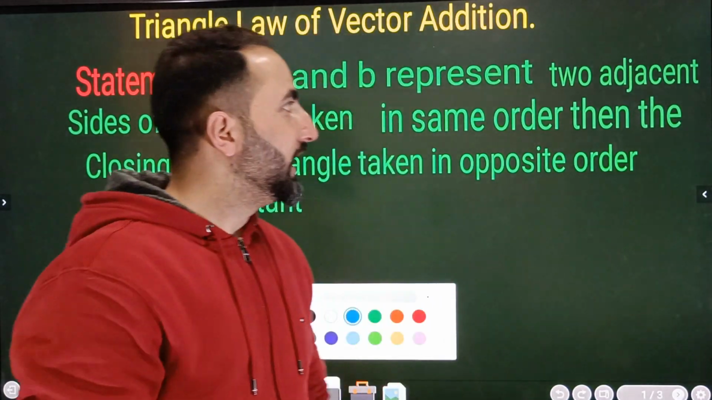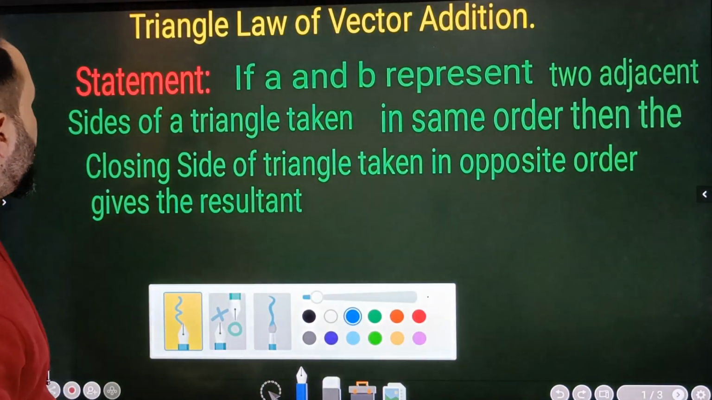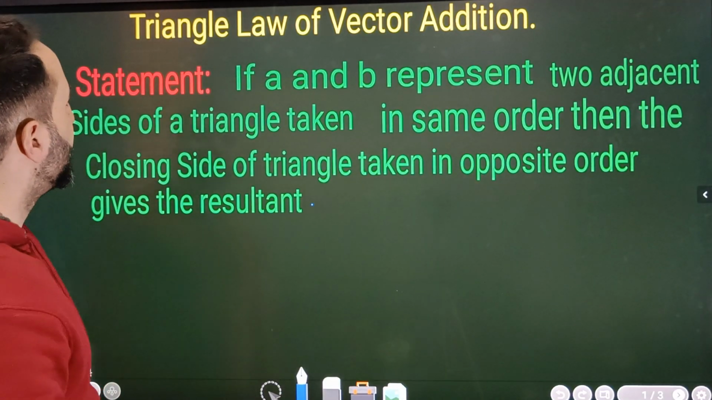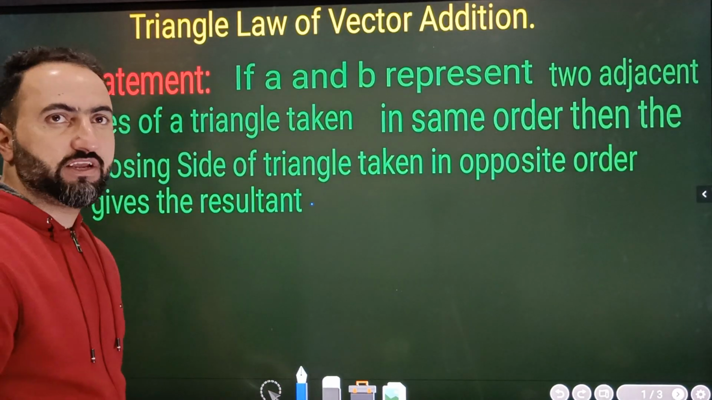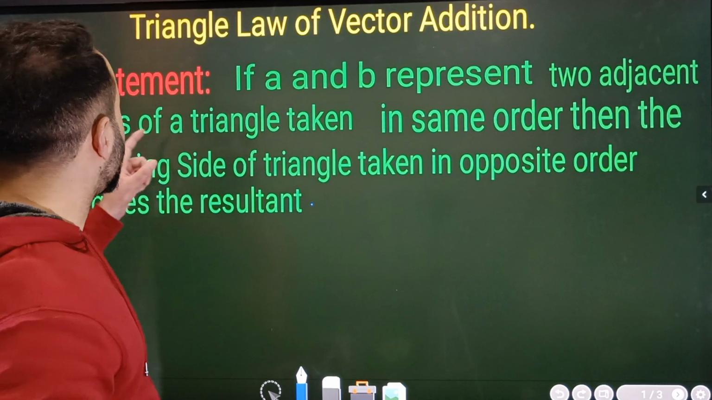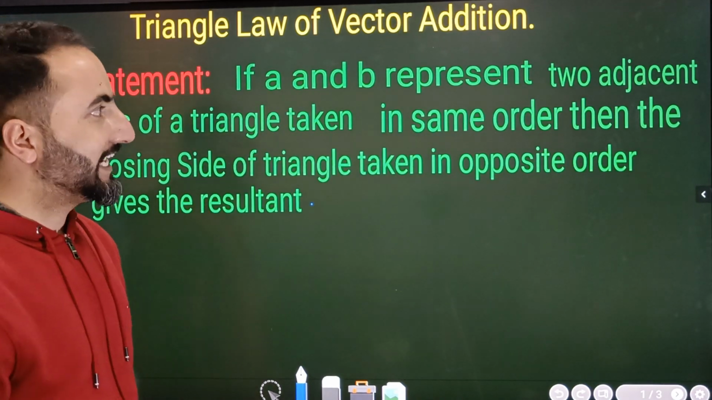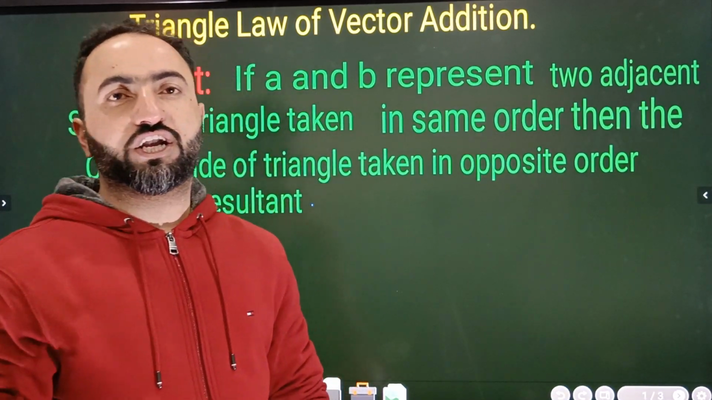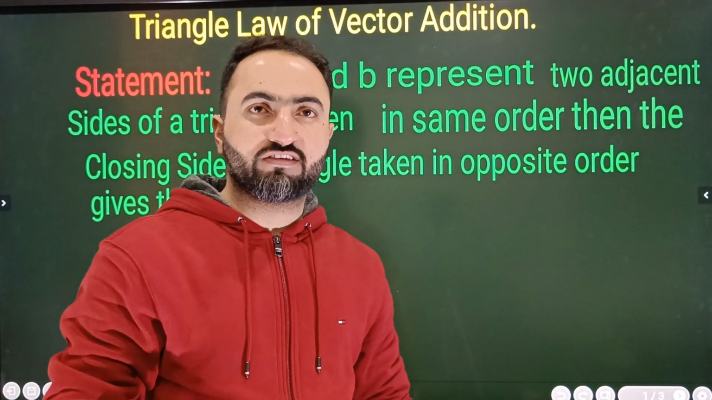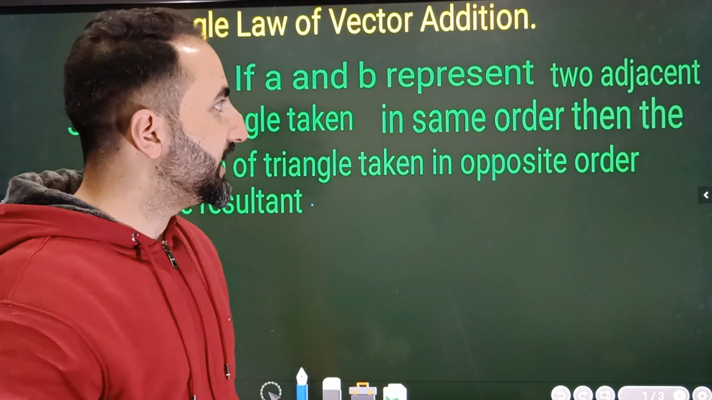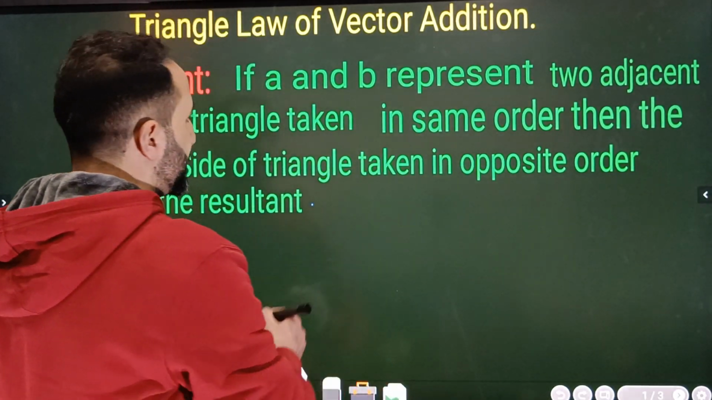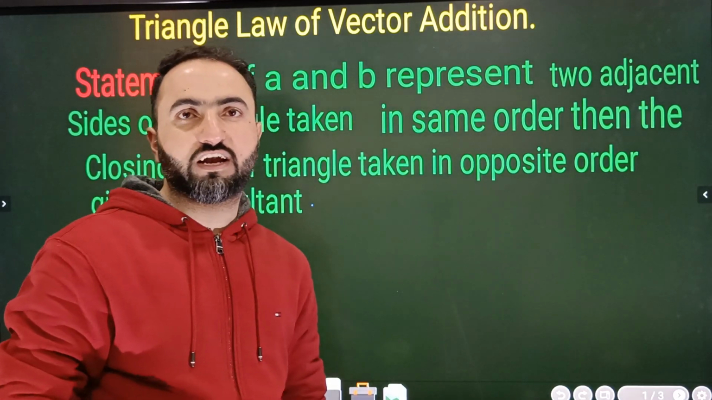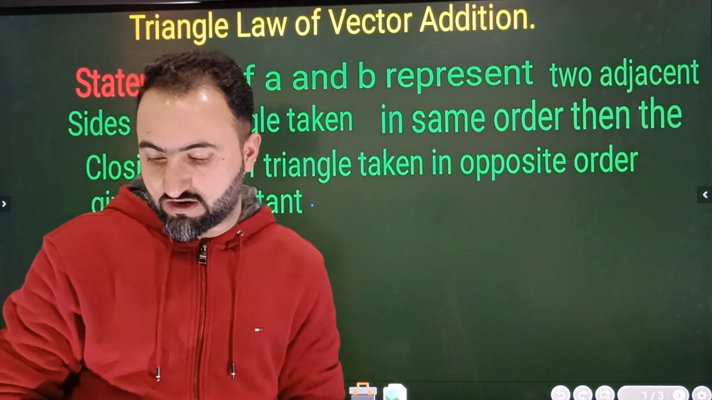Okay, it's used to add two vectors. Now what is the statement? आप statement देख लो बेटा. Statement is simply like this. If A vector and B vector represent two adjacent sides of a triangle, ठीक है ना बेटा, taken in same order. Taken in same order का मतलब है बेटा ये that tail of second vector must coincide with the head of first vector. Then the closing side of the triangle taken in opposite order gives the resultant.